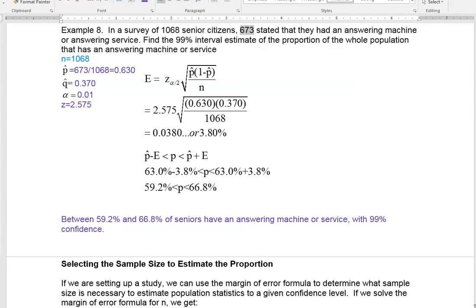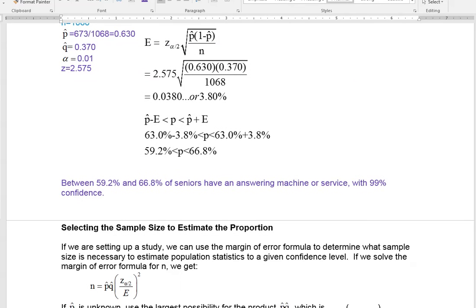Selecting the sample size to estimate the proportion. So just like with the means, we can rearrange that formula for the margin of error and make it be our formula for n. So when we rearrange that formula for n, we get n equals p hat q hat times z over e all squared.